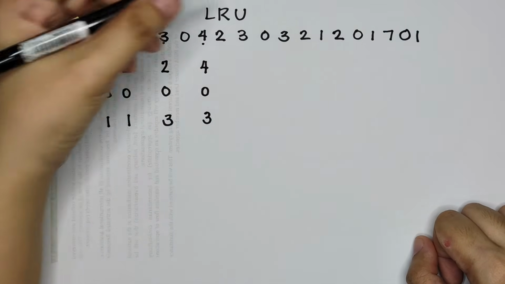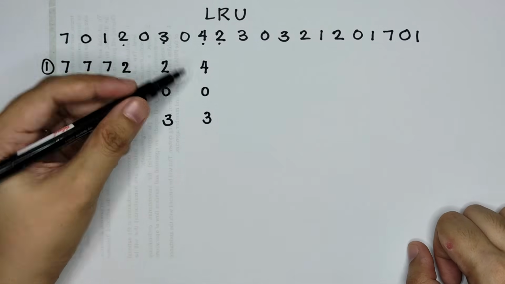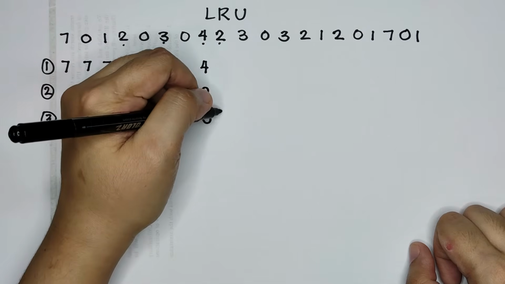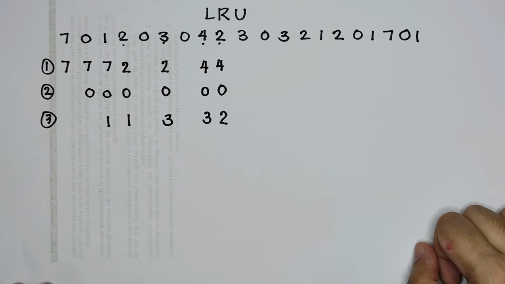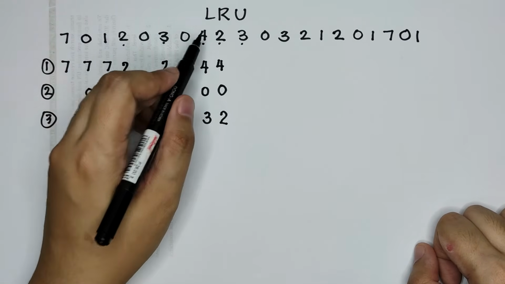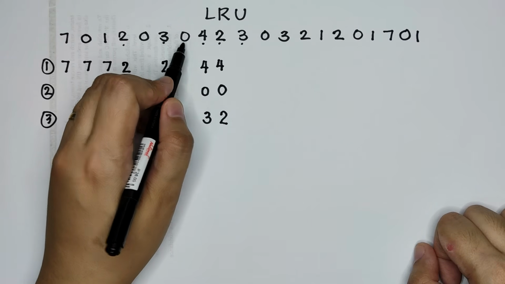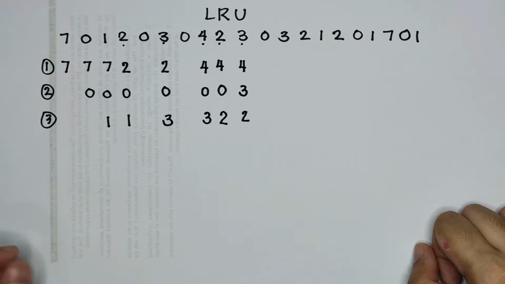Okay, next is we have 2. Okay, 2 is not inside any of the page frames. So again, the current value is 403. So 3 here is the least recently used. Replace 3 with 2 and just copy the values of 4 and 0. Okay, next is we have 3. So it's again not inside any of the page frames. So our current value here is 402. Since 0 here is the least recently used, replace 0 with 3 and just copy 4 and 2.